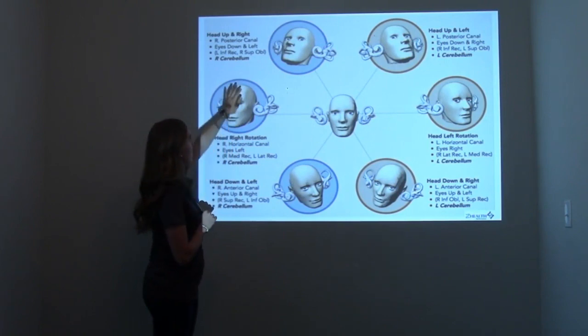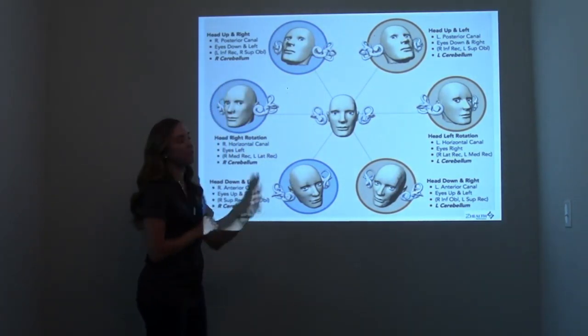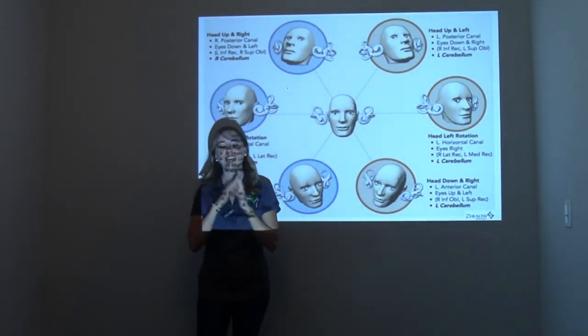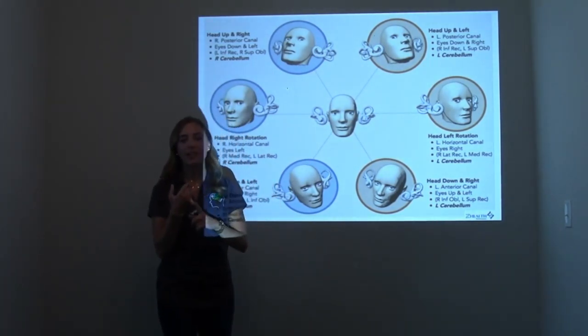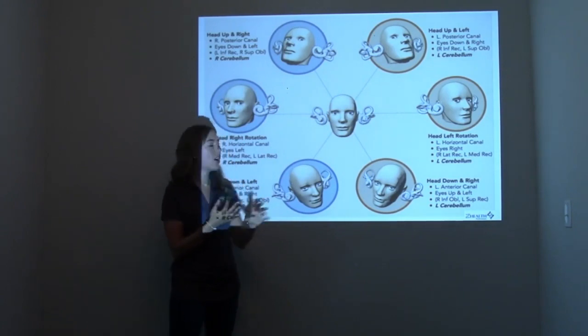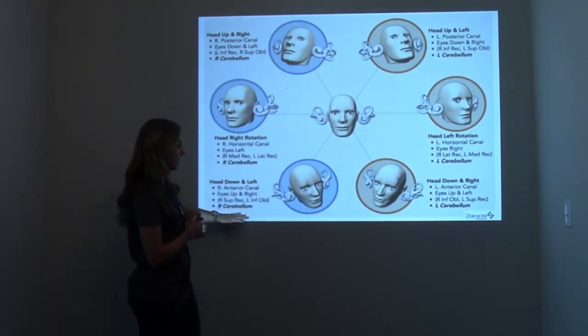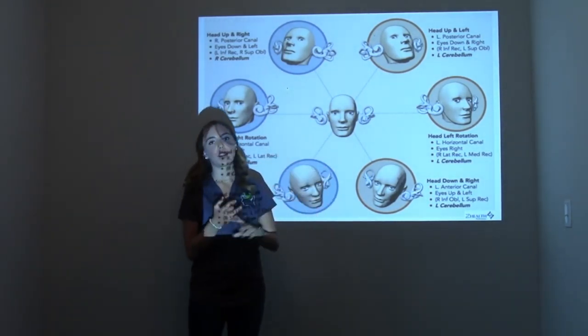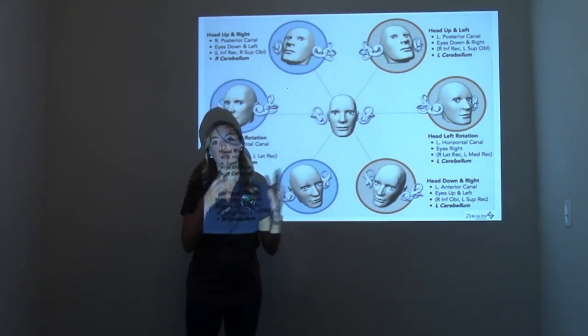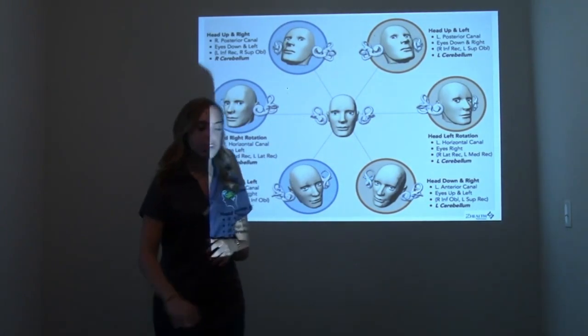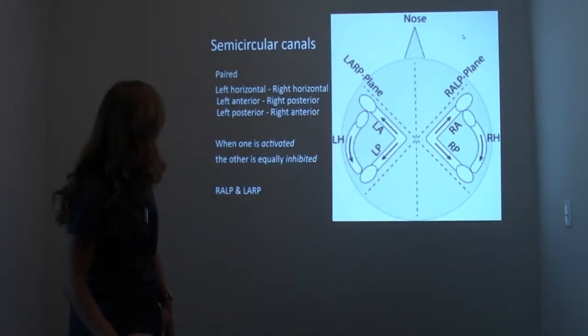But just to touch on the cerebellum associated with the canals, it's super simple. Anything that is named a right canal, so our right anterior, posterior, and horizontal, are all associated with the right cerebellum. And same thing with the left. So our left posterior, horizontal, and anterior canals are all associated with the left cerebellum. So just for you to have that piece of information.